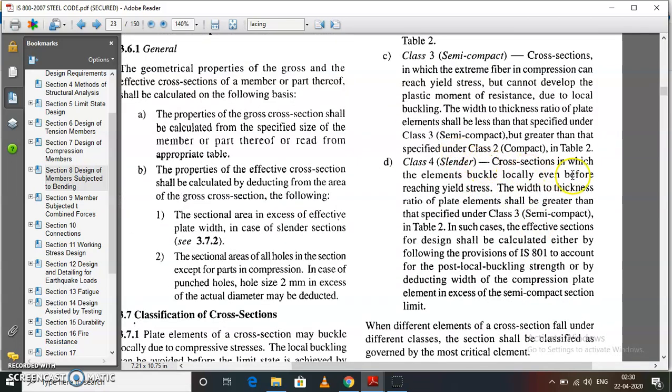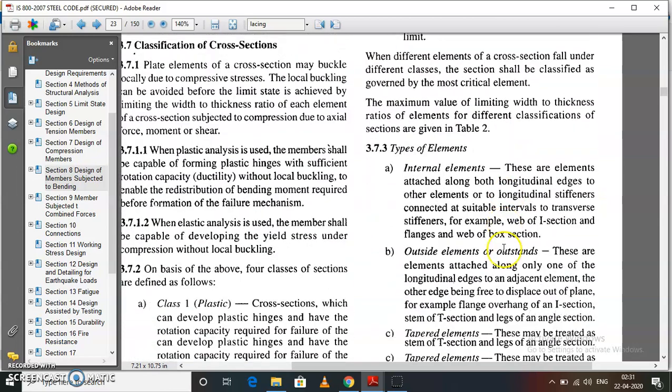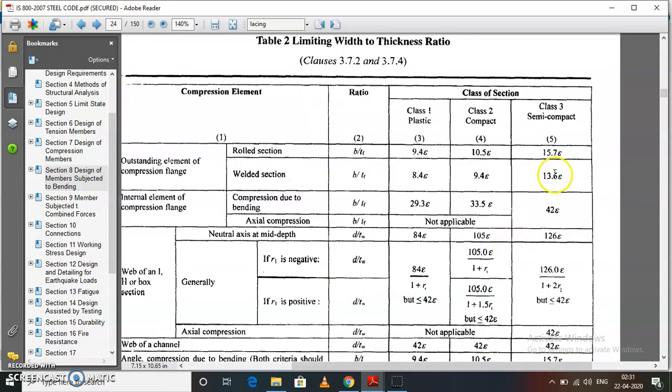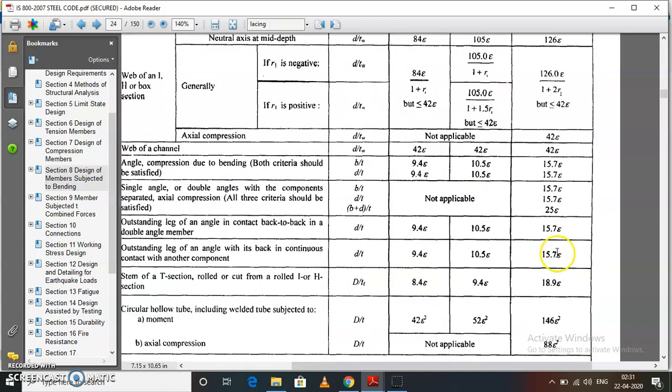Class 4, slender members: cross sections in which the elements buckle locally even before reaching the yield stress. The width to thickness ratio of the plate element shall be greater than that specified under class 3. That means if the b by tf value is greater than 15.7 epsilon, and the d by tw value is greater than 126 epsilon, they all come under class 4.